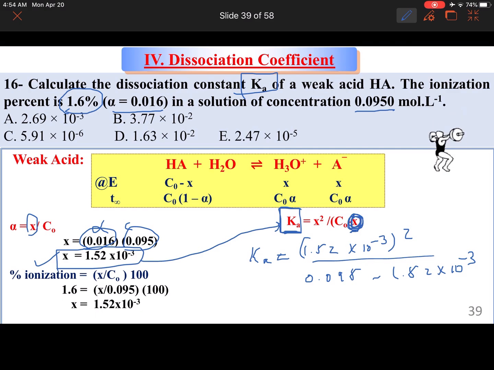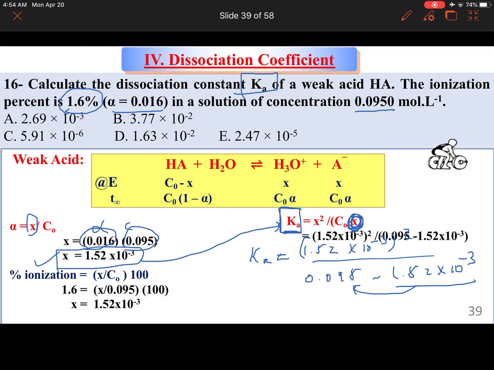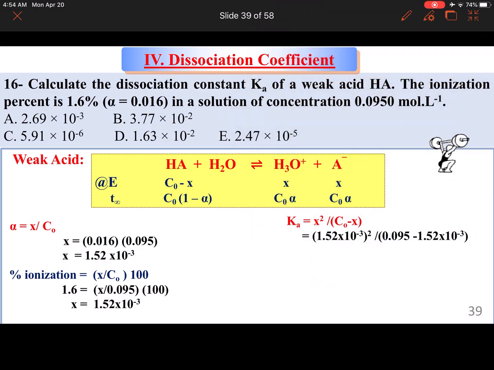Now, is this number negligible relative to the initial? It might be, but the calculator does it for you. You don't have to worry, right? And actually it is. It happens to be, so I could have ignored x, but I still prefer to keep it, at least with the calculation of Ka. So get the Ka value, and you could have also gotten the Ka from alpha.